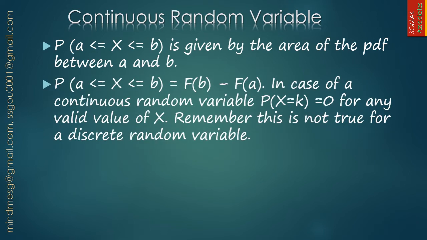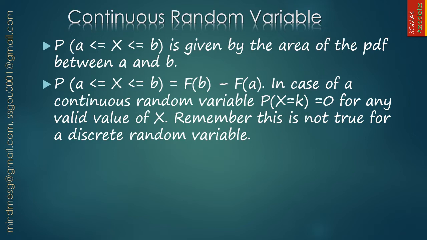In terms of CDF, this probability is given by F of b minus F of a. That means you find the cumulative probability up to the value b, and you subtract the cumulative probability up to the value a. So basically, you're trying to find the area under the PDF between the bounds a and b.